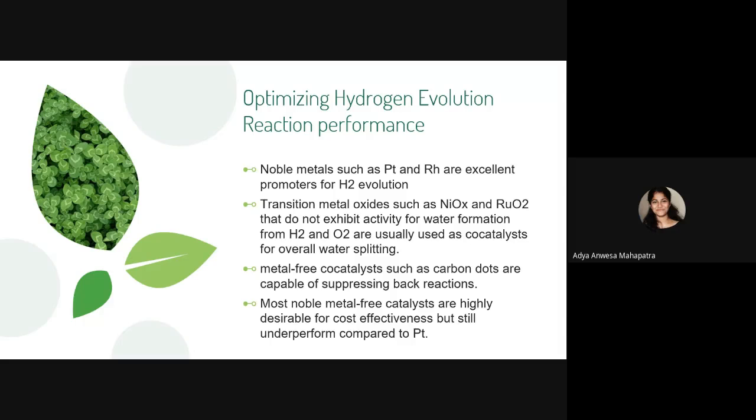In the last slide, we talked about oxygen evolution reaction. Now let us talk about hydrogen evolution reaction. For hydrogen evolution reaction, noble metals such as platinum and rhodium are excellent promoters for hydrogen evolution. They have one drawback though. They also catalyze the undesired back reaction, which limits the solar to hydrogen efficiency in artificial photosynthesis. To avoid such a drawback, transition metal oxides such as nickel oxide and ruthenium oxide are usually used as co-catalysts for overall water splitting. They do not show the undesirable back reaction of water formation again from hydrogen and oxygen.